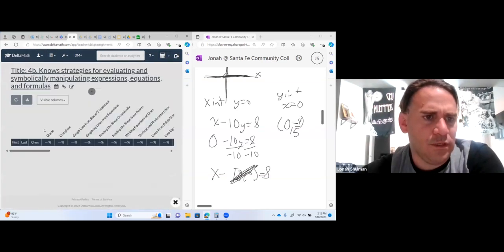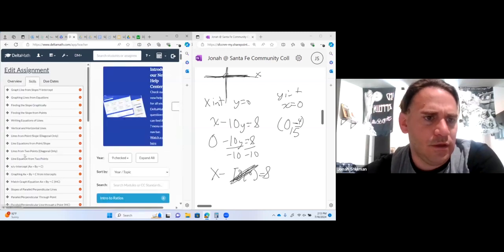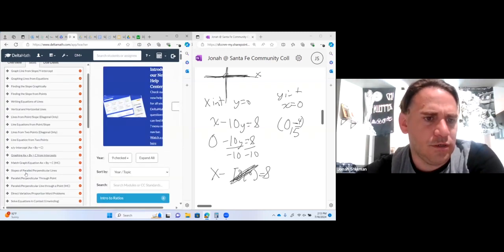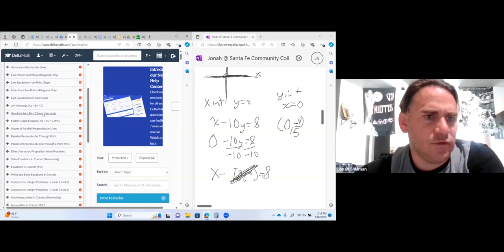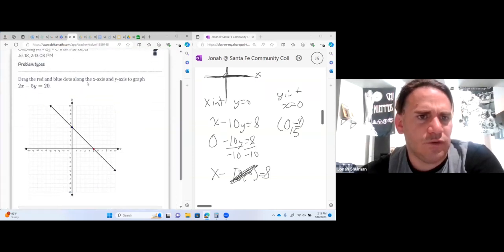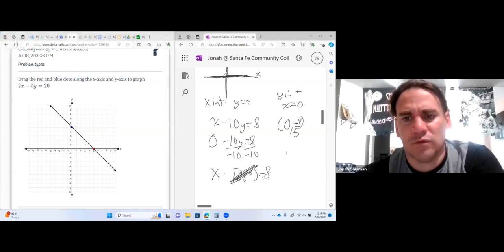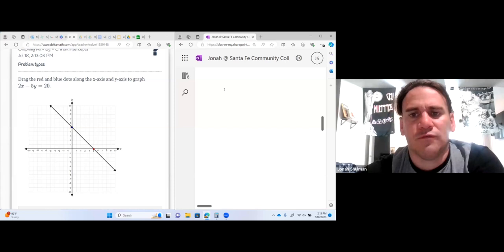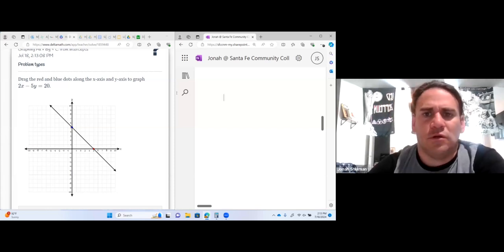We're in 4B, and we're here graphing from intercepts. Drag the red and blue dots along the x-axis and y-axis. Okay, so we have a line here, but we have to do the intercept. If this is 0, this is what they want us to do. These are good problems. So here's the first one. I'll do one intercept first.